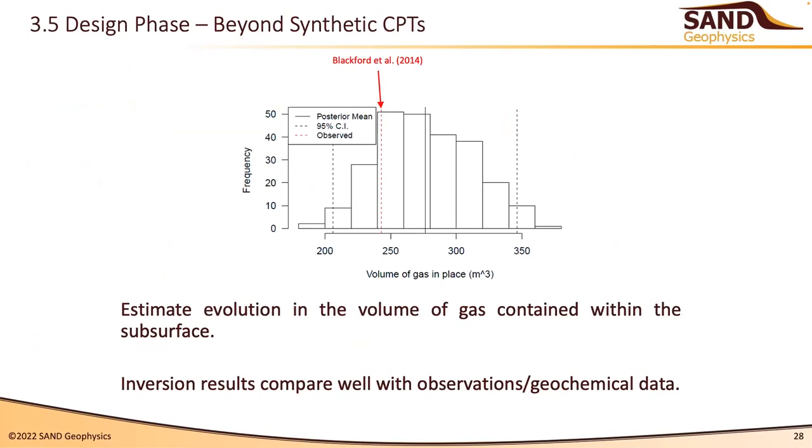And this is a comparison of that data with some observations and geochemical data. The red line on that plot is the observation. And you see that it's making quite a good prediction in terms of the likely volume of gas still in place in the subsurface. So in that case, it's working quite well.